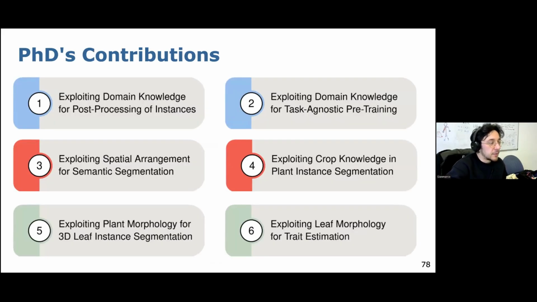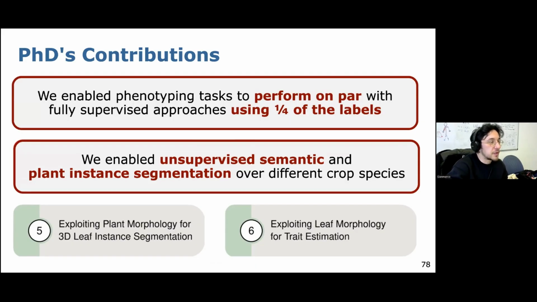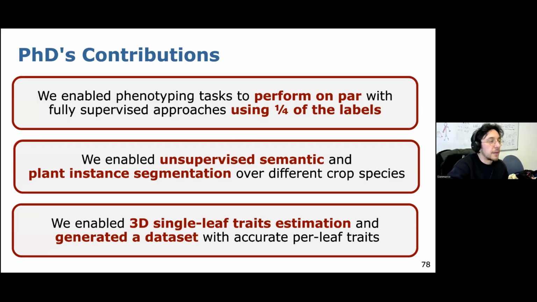As I said before, this was only part 3 and part 4 of my PhD contributions. I have also contributed to improving the performance of supervised methods in parts 1 and 2, and I was able to improve the 3D leaf instance segmentation and then perform a real leaf trait estimation in parts 5 and 6. These are basically the contributions that I made over time, reducing the amount of labels over all the different scenarios. And we generated a 3D single leaf trait dataset to improve the leaf trait estimation.